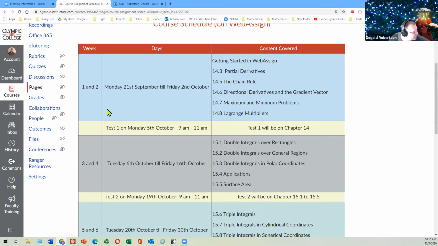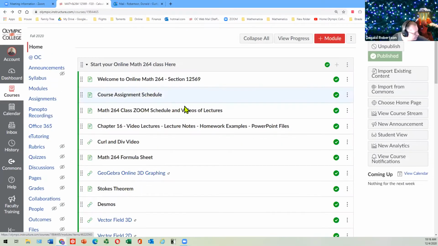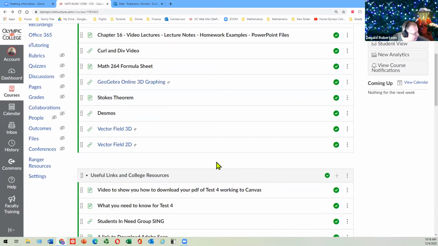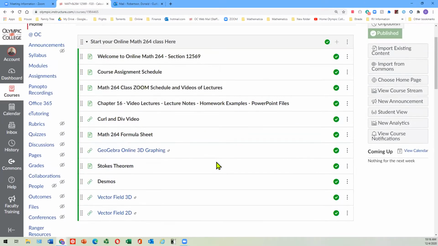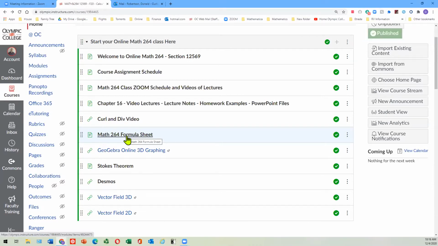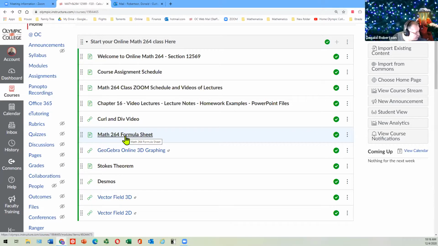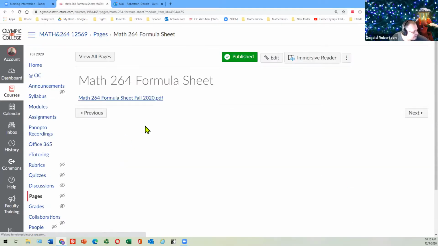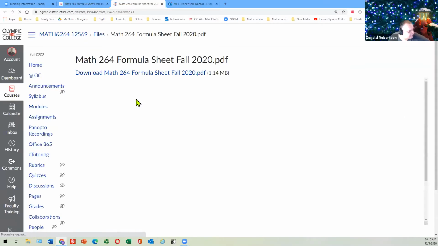Let me back out of this page and show you something that's new. I'm assuming you can see Math 264 formula sheet. Do you see that on your screen? A nod, right? I got a nod, that's good. Right, I'm going to click on this guy, and then I thought it would auto load, but never mind. I'll click on it a second time.